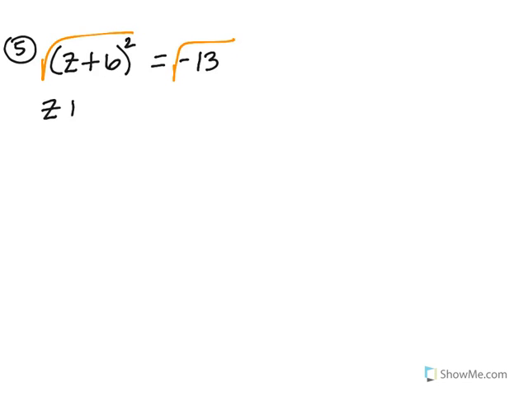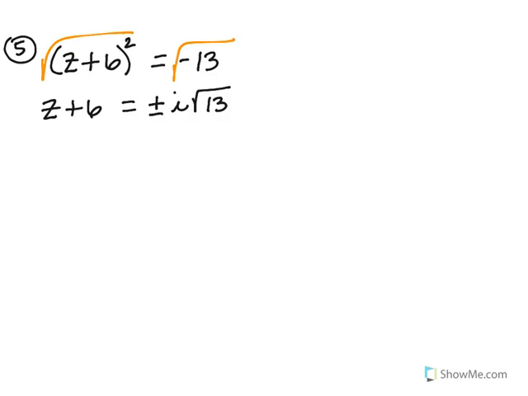Okay. Number 5, it says solve the equation by using the square root property. So we've got (z plus 6) squared equals negative 13. We're just going to simply take the square root of both sides. That's going to leave us with z plus 6 equals plus or minus i square root of 13, because 13 is prime. It's not a perfect square, so 13 itself has to stay inside the square root.